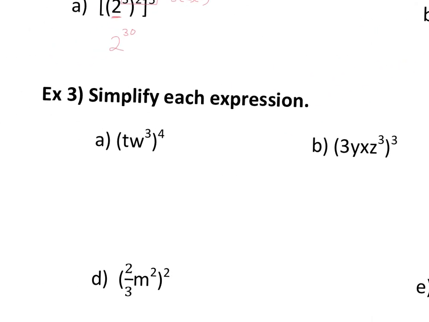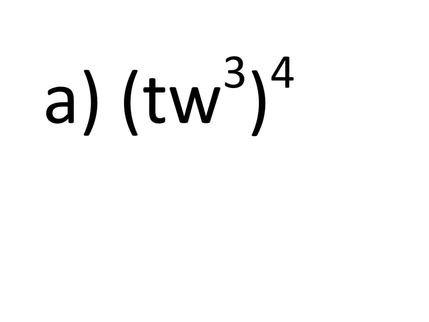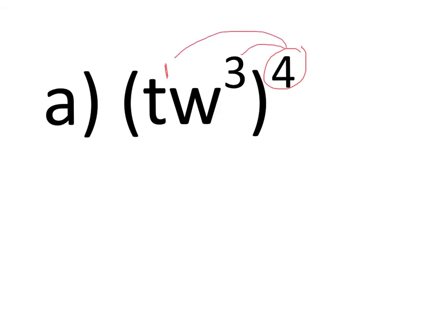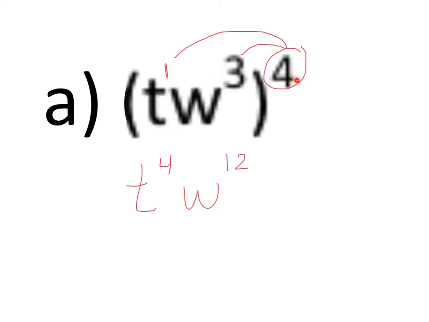All right, so simplifying expressions. Now what do we do when we have more than one thing on the inside? We have this variable or this exponent on the outside, and it needs to go to all the parts on the inside. If I look here, this has got t to the first and w to the third. This 4 is going to drop into both parts, and when you drop it in, that's just multiplication. So 1 times 4, I'm going to have t to the fourth and w to the 12th. 3 times 4 is 12. Like I said, little guy to little guy, you're going to multiply.